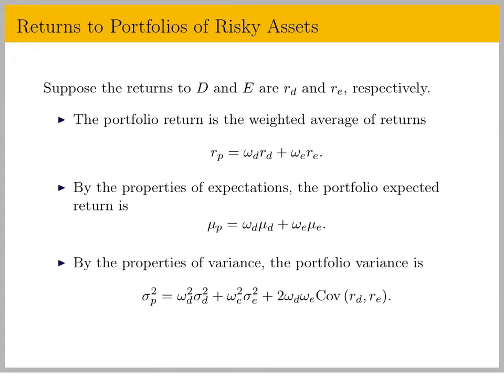Likewise, by the properties of variance, you should be comfortable now with the fact that the variance of a sum of random variables, so here we just have a random variable that's a weighted sum of two other random variables. Well, the variance of that random variable is the coefficient squared times the variances added together, plus any cross product variances, covariances, times 2.